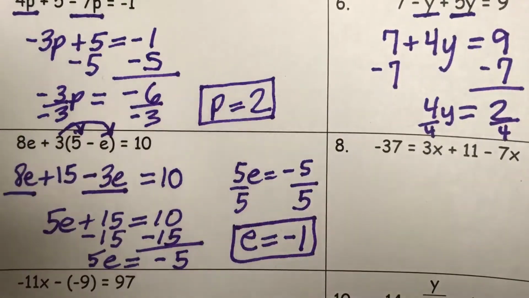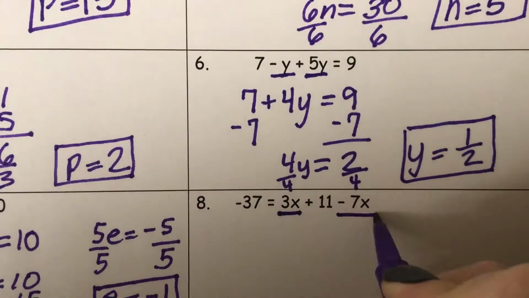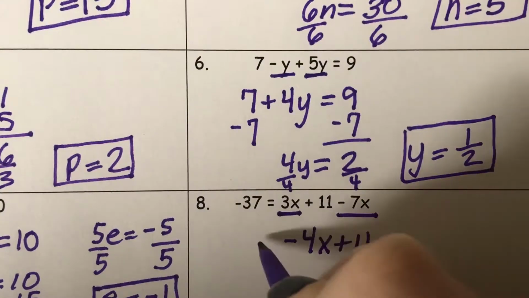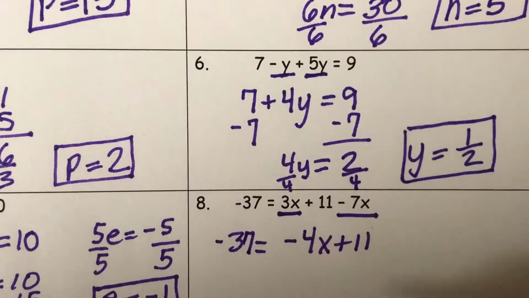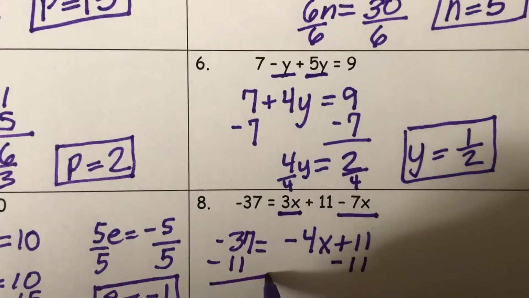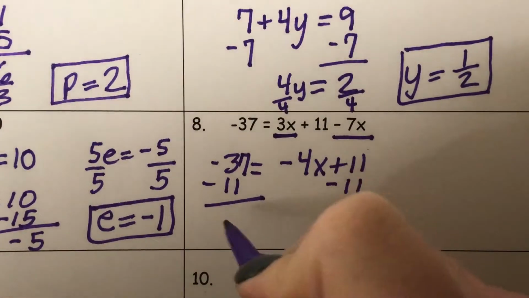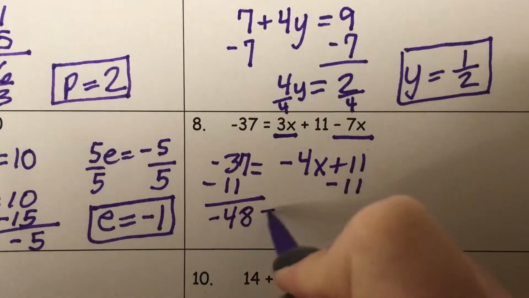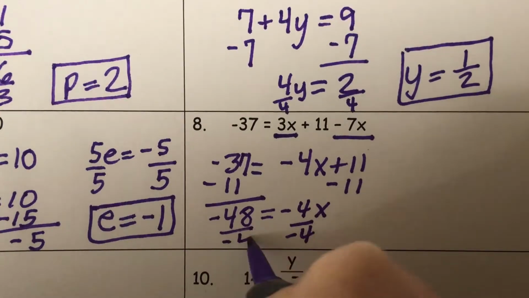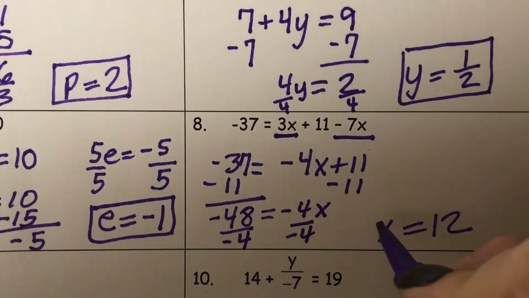All right, number 8. We want to combine our like terms. So we have 3x minus 7x, which would be negative 4x, plus 11 equals negative 37. We are going to subtract by 11. Since they are both negative, we can add them together. So we are left with a negative 48 equals negative 4x. Divide by negative 4. Two negatives divided gives us a positive, so we are left with x equals positive 12.